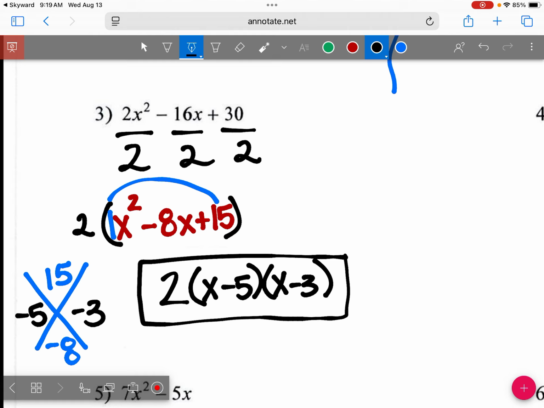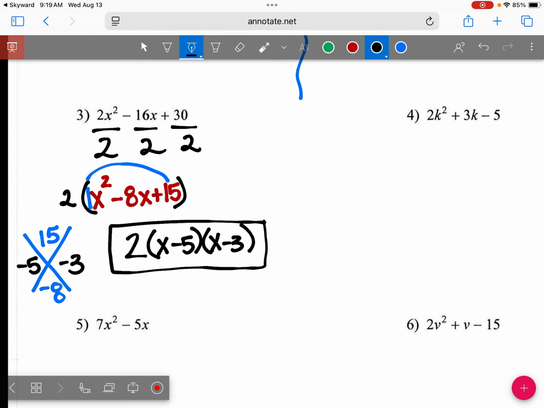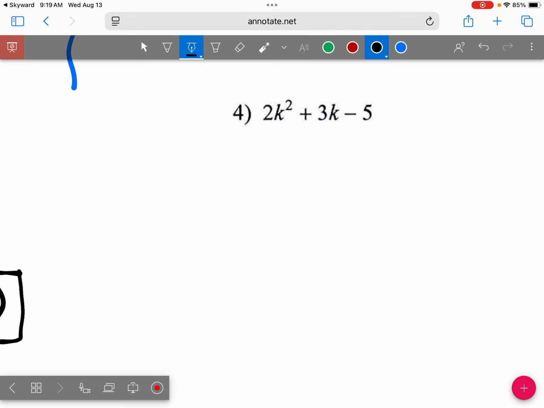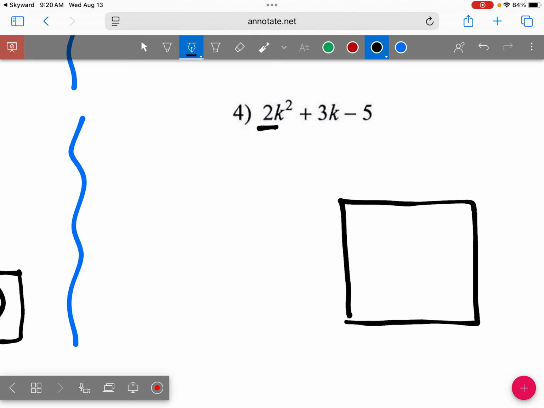All right, so now let's talk about ones that you can't do a shortcut with. So we're going to do 4 and 6 next. So let's look at number 4. We'll come back to 5. So number 4, A is not 1, and I don't have a GCF. So I want you to start by making a box. So I'm going to put my 2K squared here, and the -5 will go here. And if you know a different way from your old school, you can use that other way.